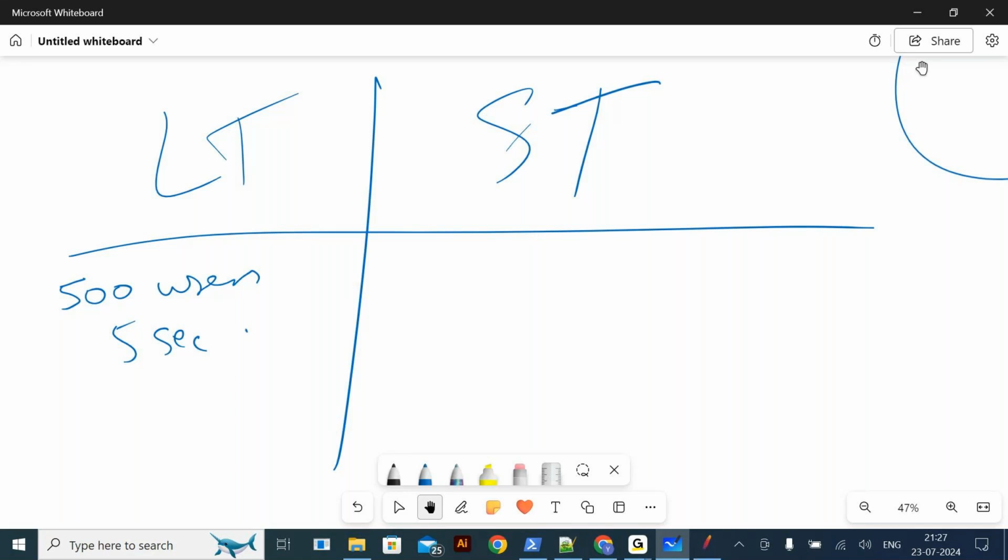Okay, pretty near. So see what happens is, in a load test we are already testing with a specific number, right? We have a target, 500 users and 5 seconds. But in a stress test, we don't have a target at all.